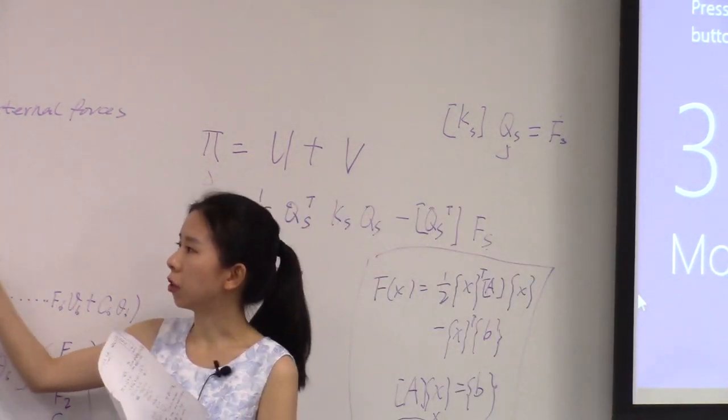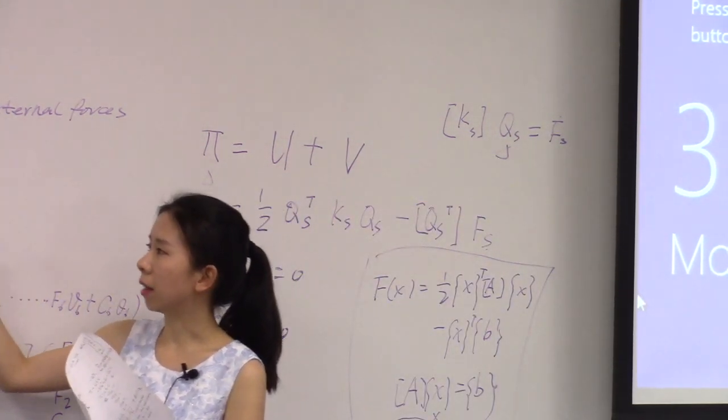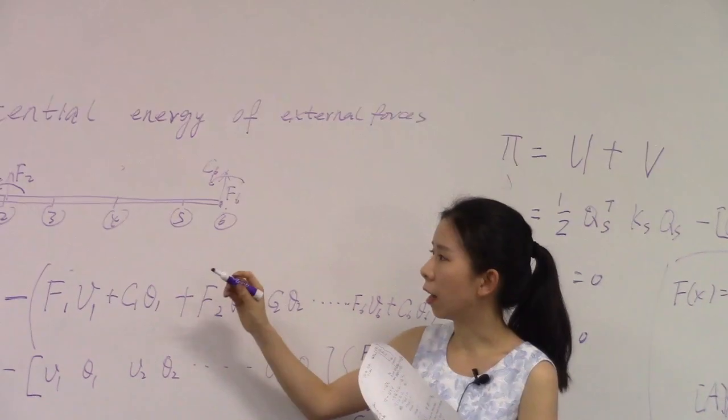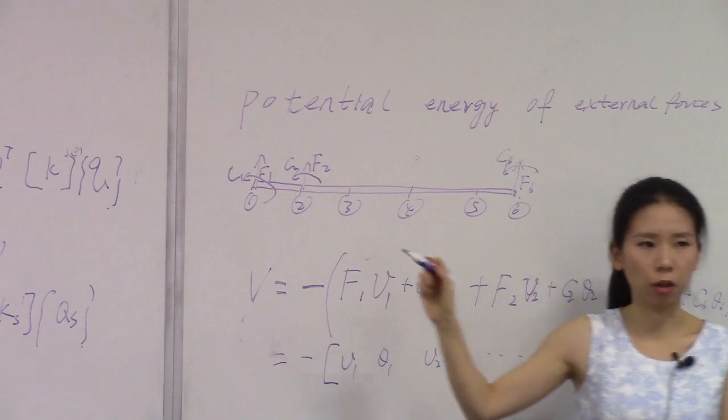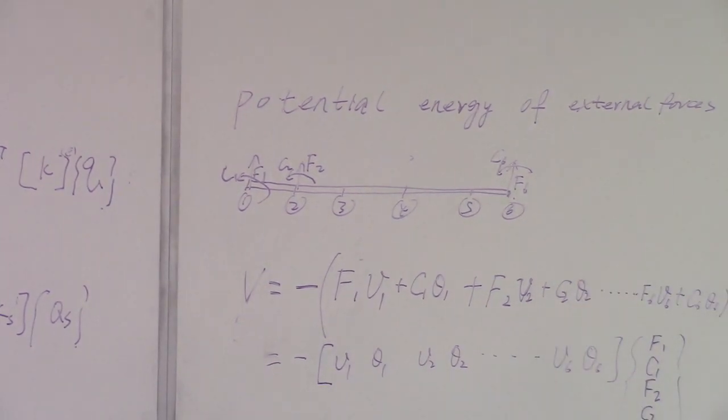When we apply the boundary condition and the loading condition, we can find the deflection at each node and the rotation at each node. That is the result we need. Any question here?